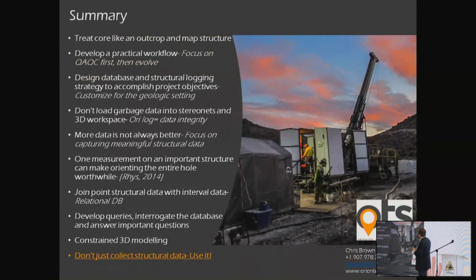And so in summary, really what we're trying to get geologists to do is treat the core like an outcrop and make a map with structure involved. Like I said before, if you send out mappers on a mapping program, there's no way you're going to tell them to ignore structures, so we don't think it should happen with core either.